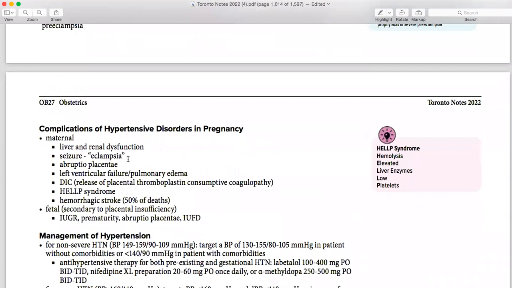Complications are basically liver and renal dysfunction, eclampsia, severe eclampsia, abruptio placenta, failure, DIC, HELLP syndrome, stroke, IUGR, prematurity, abruptio placenta, IUFD, and then HELLP syndrome. HELLP syndrome is basically hemolysis, elevated liver enzymes, and low platelets.